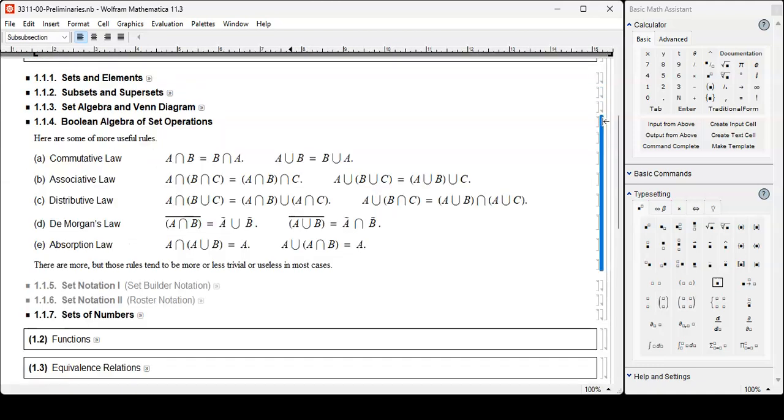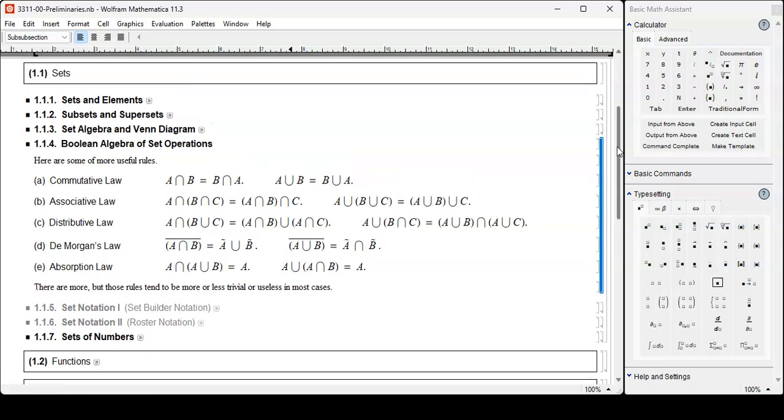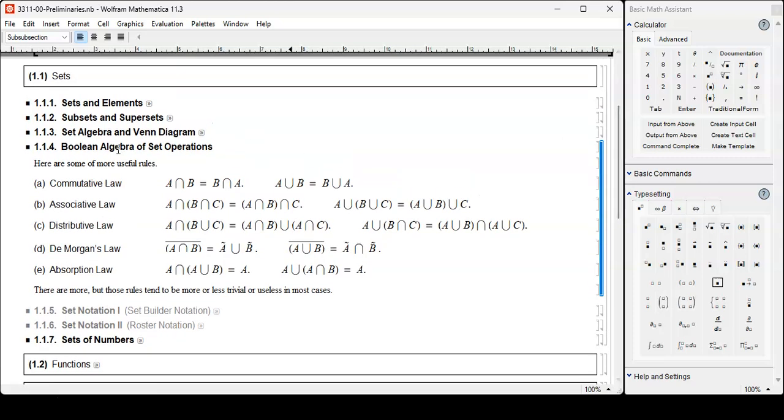And then here are some set operation rules. We call those Boolean algebra, named after the British mathematician Boole, I think. I forgot his first name. Anyway, it's called Boolean algebra, and we have all these rules.